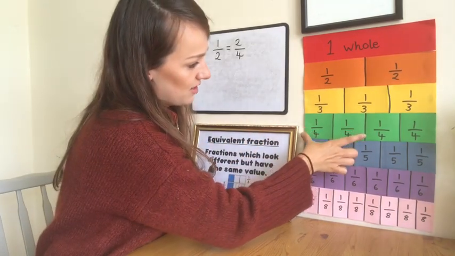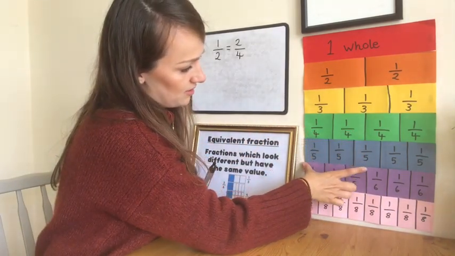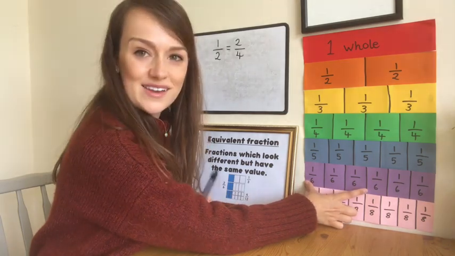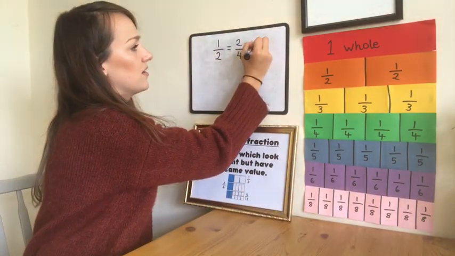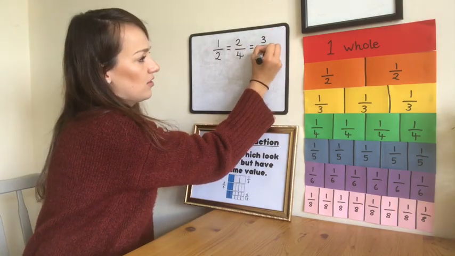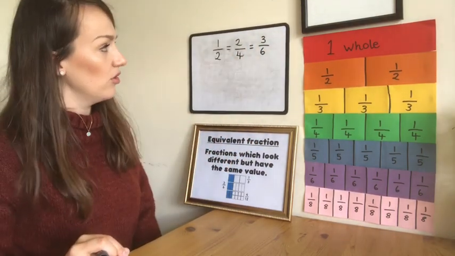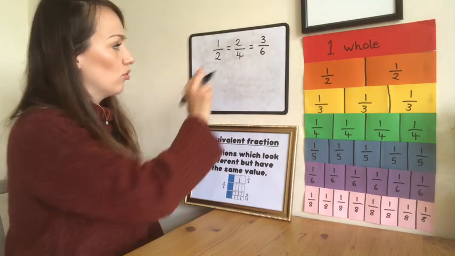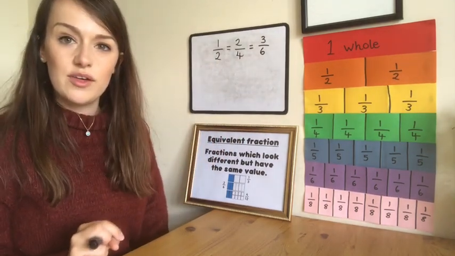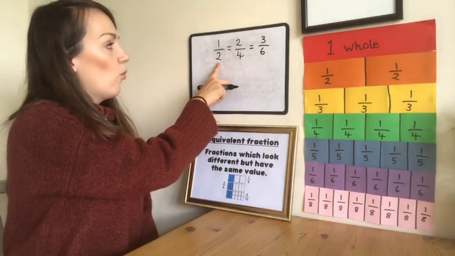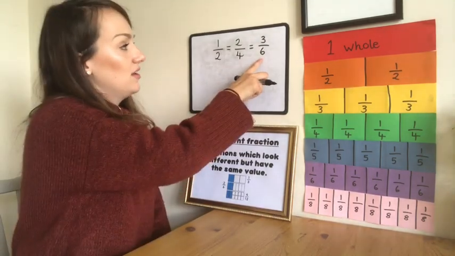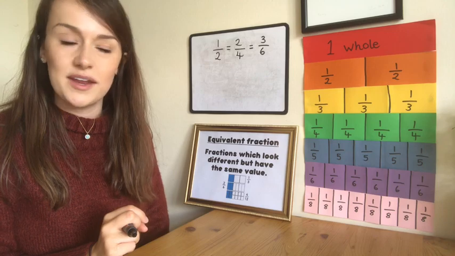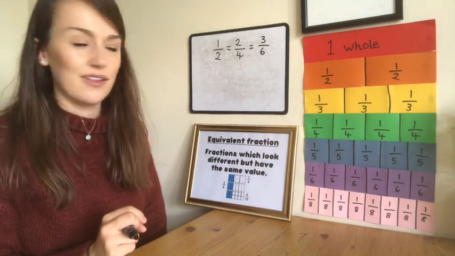Okay, let's see if there's any more that are the same size. So we'll keep going down. There's another one. 1, 2, 3. 3/6 are also equivalent to 2/4 and 1/2. So if we go back to that potato, 1/2 of the potato is the same amount as 3/6 of the potato.